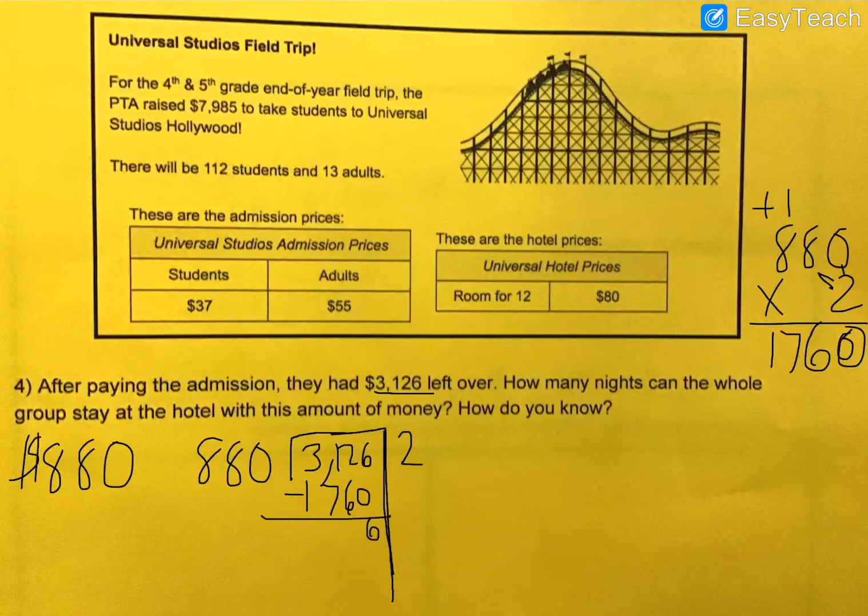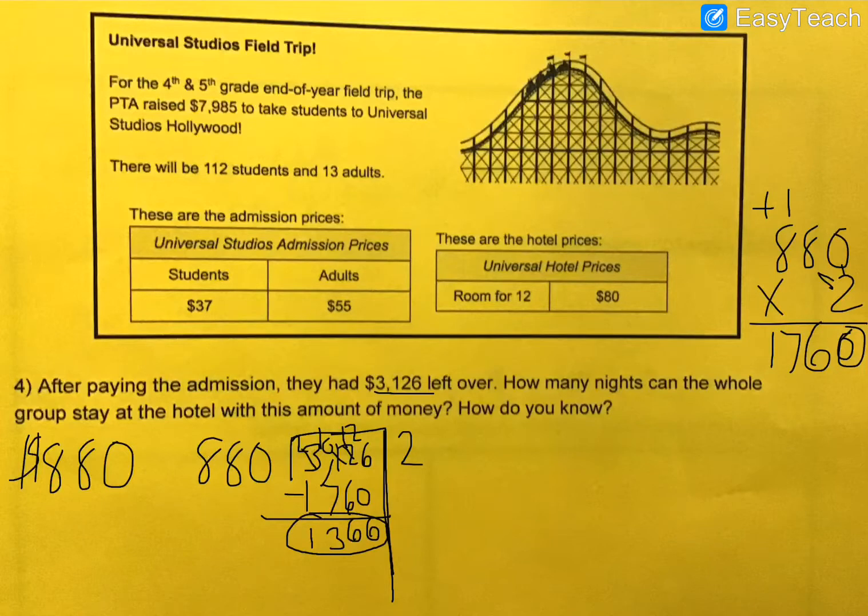6 minus 0 is 6. I can't take 6 away from 2, so we need to regroup. 12 minus 6 is 6. I can't take 7 from 0, so we need to regroup again. 10 minus 7 is 3. 2 minus 1 is 1. Now, we see that if we do 2 groups, that gives us 1,760. Right now, after 2 nights, all we have is $1,366 left over. So we know we can't stay another 2 nights.